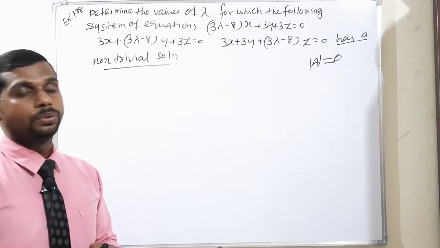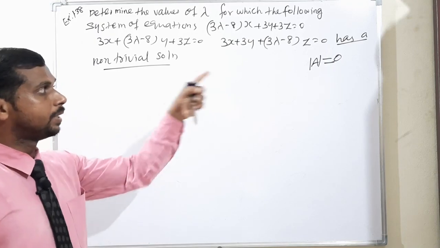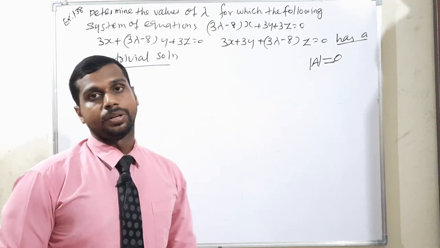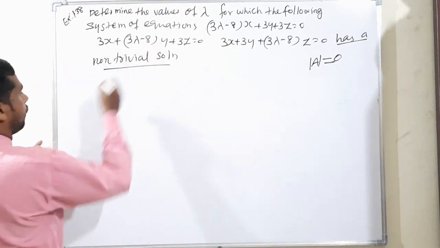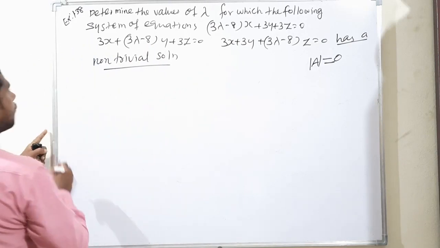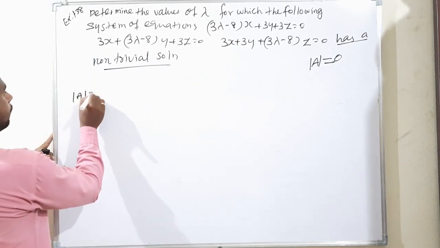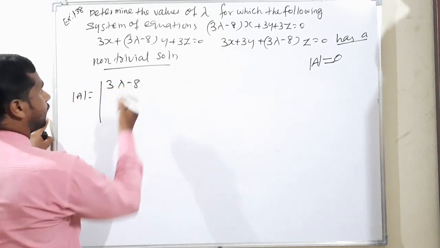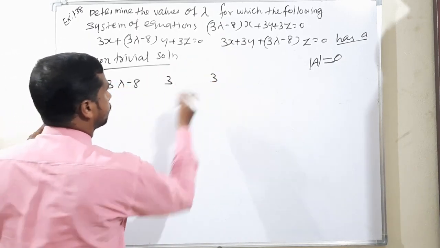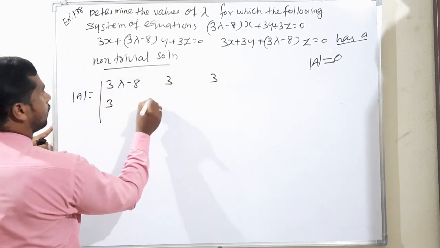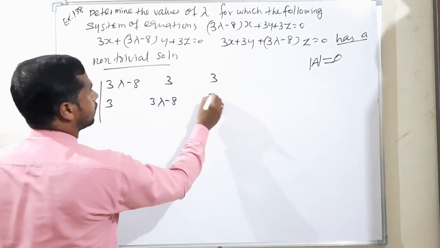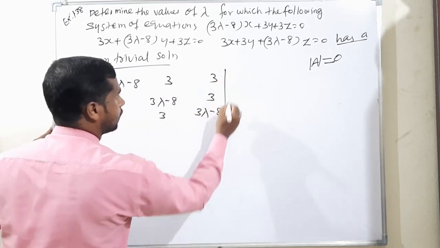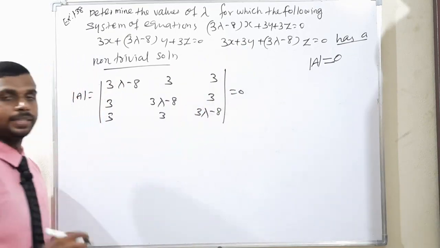So again I am telling you, non-trivial solution means determinant A equal to 0. Trivial solution means determinant A not equal to 0. So we have to rearrange it in determinant form. The condition determinant A: first equation is 3 lambda minus 8, 3, 3. Next 3, 3 lambda minus 8, 3. Again 3, 3, 3 lambda minus 8. For a non-trivial solution this is equal to 0.